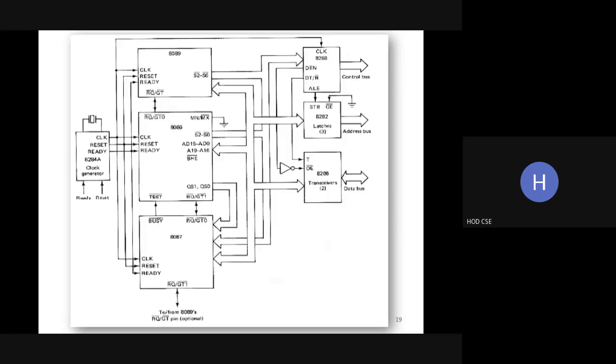Do you remember the diagram? The boxes: actually, 3 address latches will be there, because every latch can hold 8 bits and the address bus is 20 bits. So there will be 3 latches. At the bottom we have a transceiver. A transceiver is used to transmit and receive the data, and its output is the data bus. Here the data bus is 16 bit, so we have 2 transceivers.